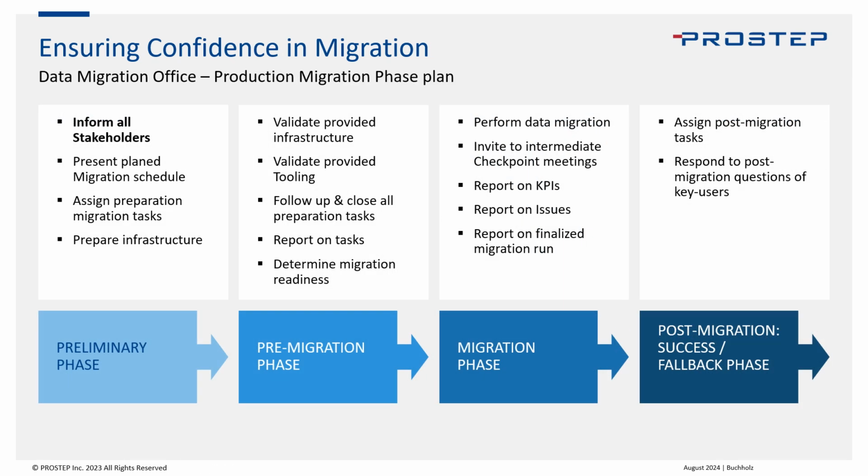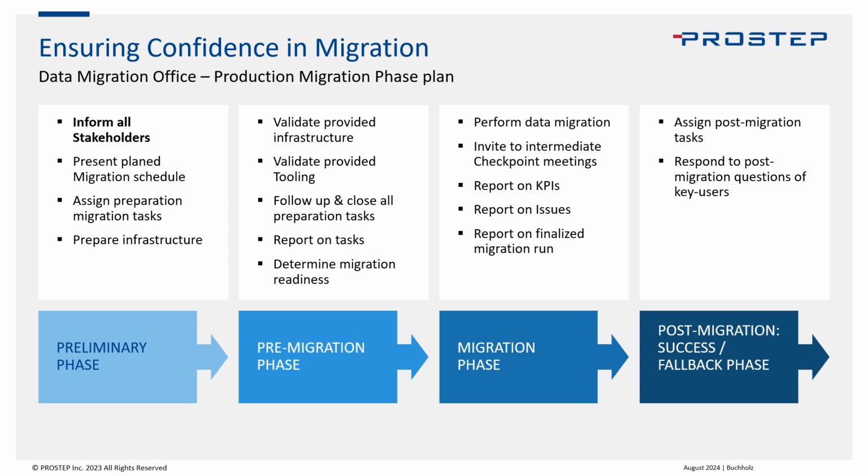Now, here's a quick example of how such a productive migration plan could look like on a very high level. So you can see the 4 phases down there. You have the preliminary phase, pre-migration, migration, and post-migration. And as you can see, it starts with informing all the stakeholders that there is a migration upcoming, assigning the tasks, following up the tasks, preparing infrastructure, and so on.